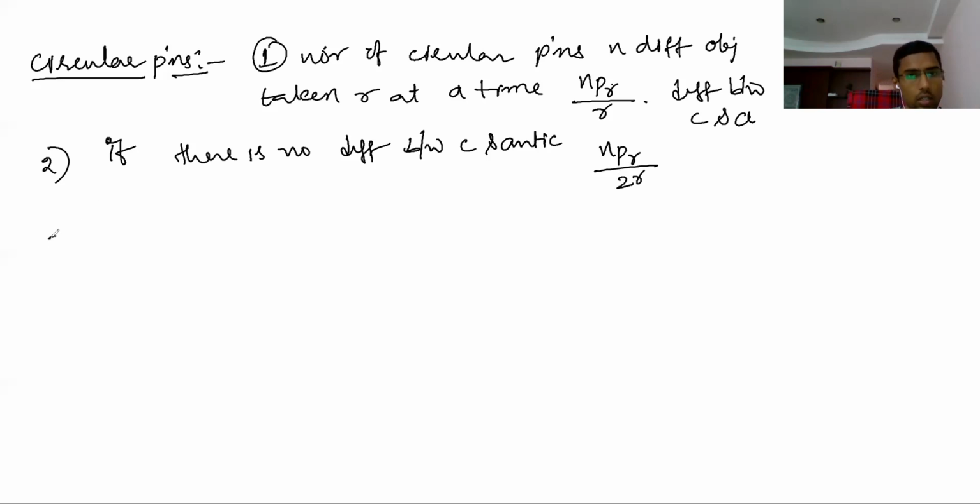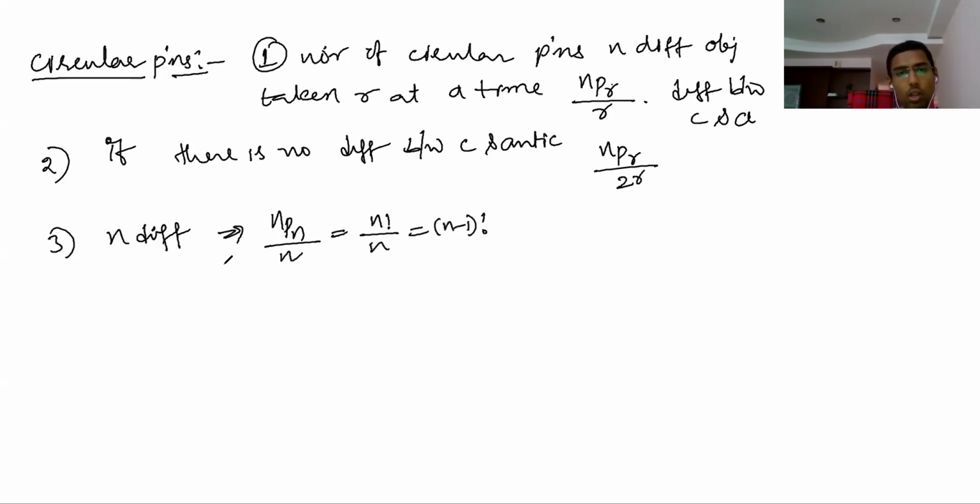Next, what we discussed is the number of circular permutations of n different objects. N different objects means what? Taken all at a time, which was the same. It is nPn by n in this case. That is, nPn is n factorial, by n, which is n minus 1 factorial. We discussed this one. Here there is a difference, since nothing is mentioned, between clockwise and anti-clockwise direction.